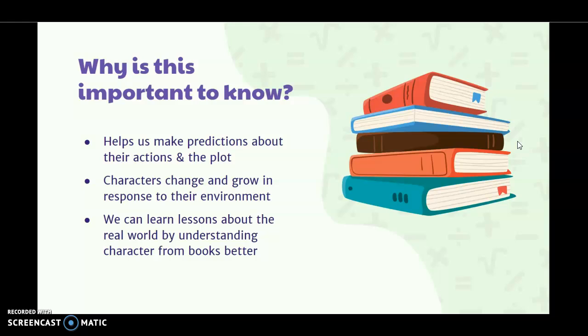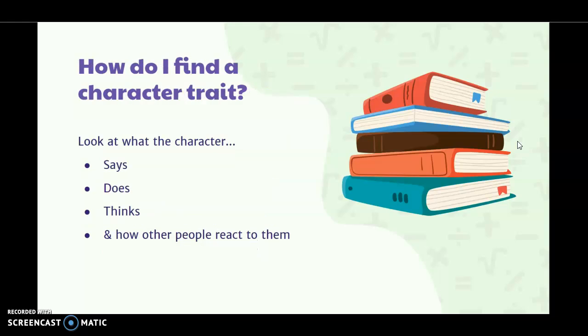And finally, we can learn lessons about the real world by understanding characters from books better. If there's a short-tempered character and we see that all their short-temperedness does is make their friends mad at them and causes them to lose some friendships, we can learn that maybe being angry all the time isn't the best way to be a good friend.